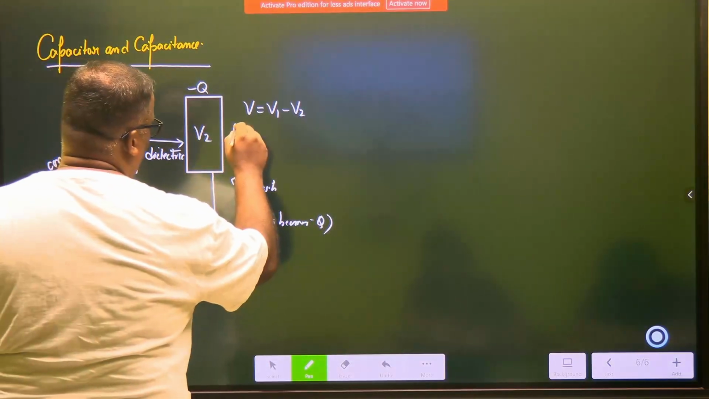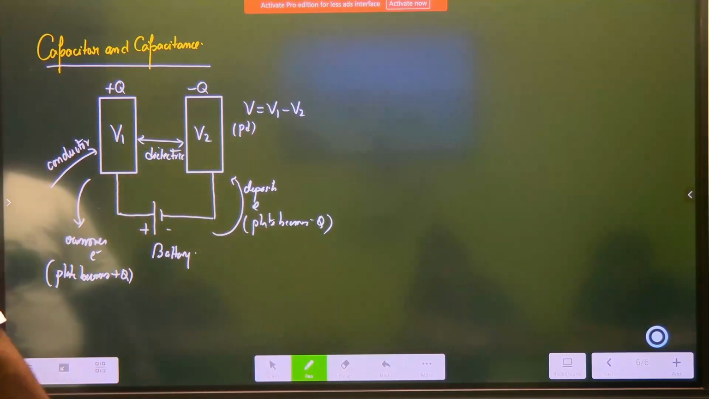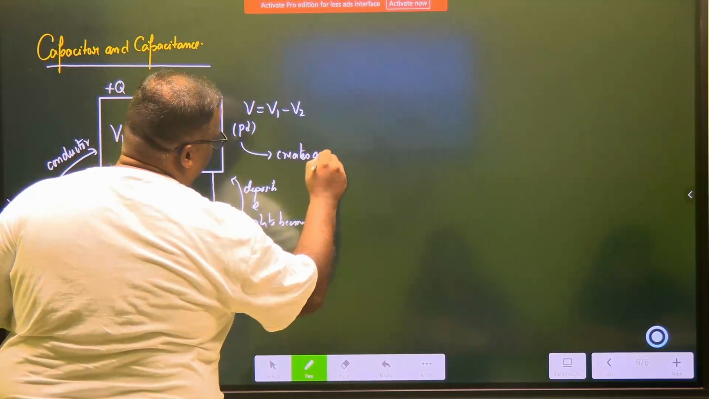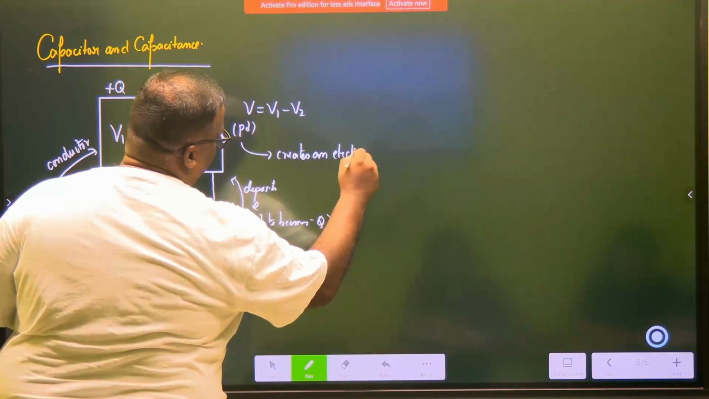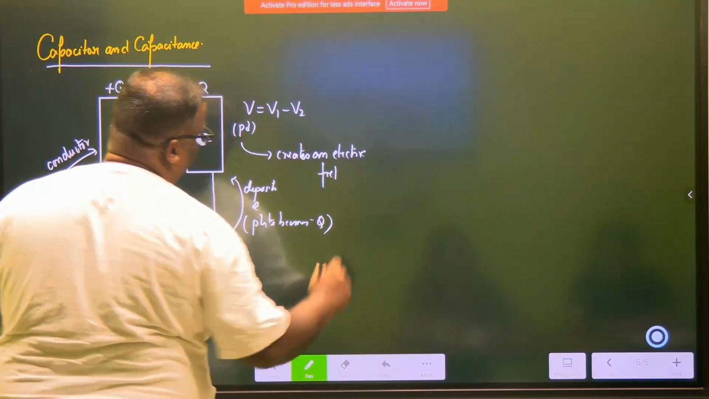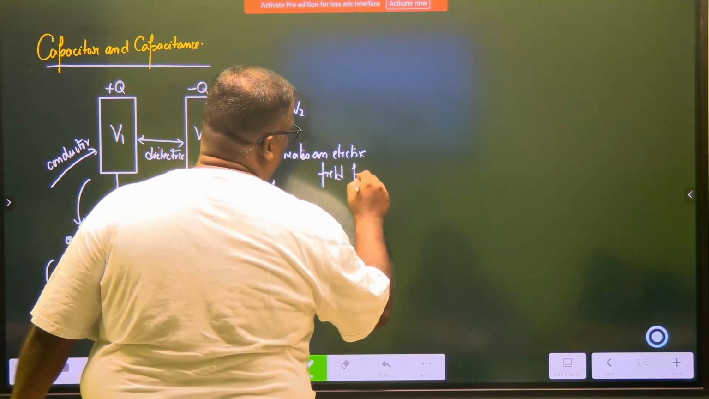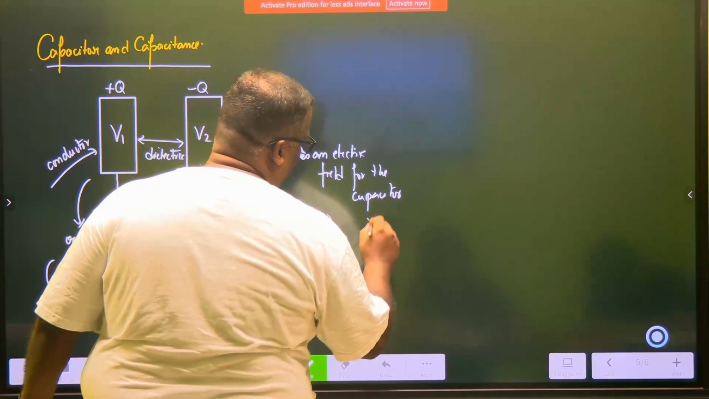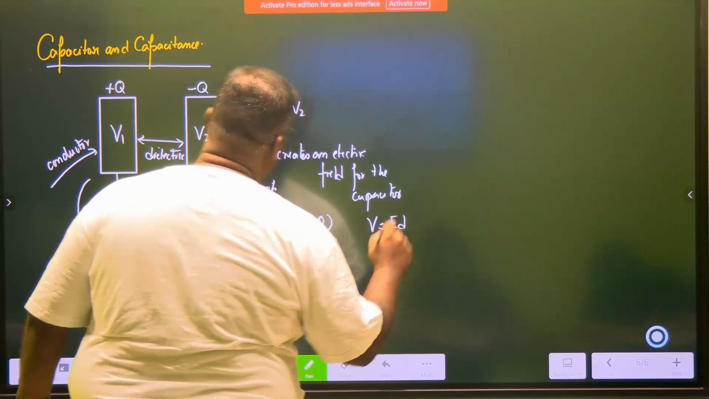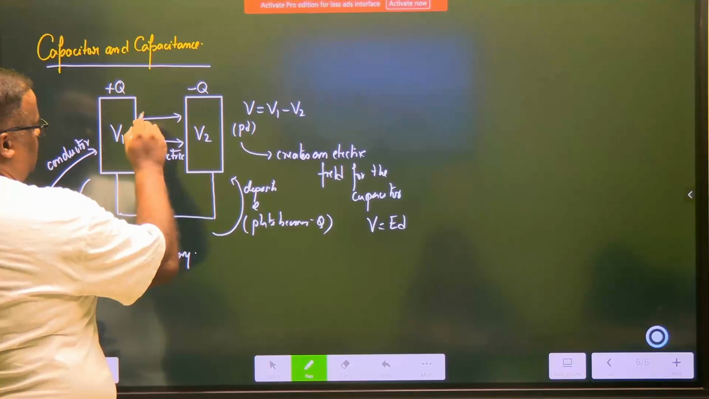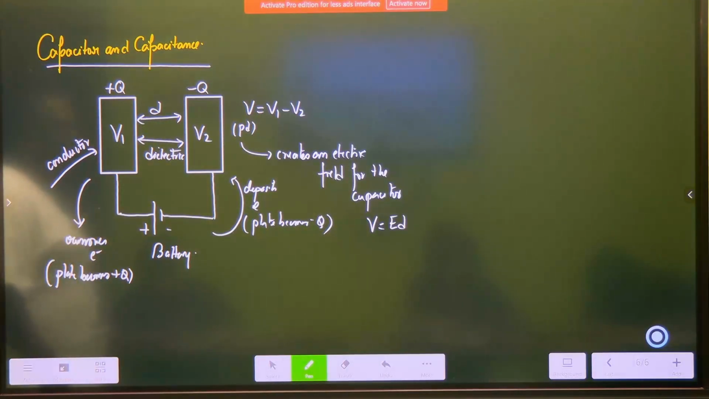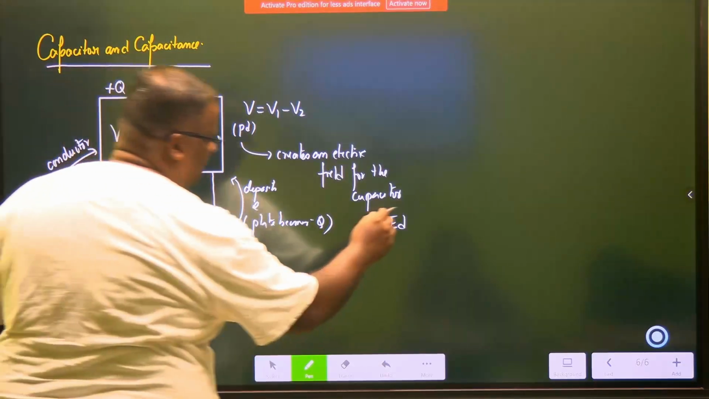This is known as your potential difference. The potential difference is V1 minus V2. And this PD, you can write, creates an electric field for the capacitor. This should be equal to E into D, right? If this distance is, say, D, voltage is always ED. We will come to it later when we see parallel plate capacitors, but you should know this.